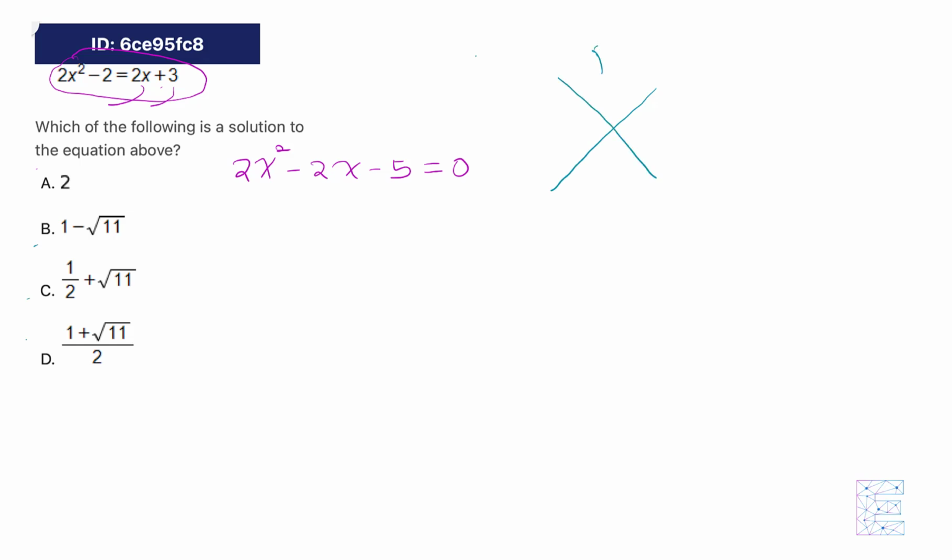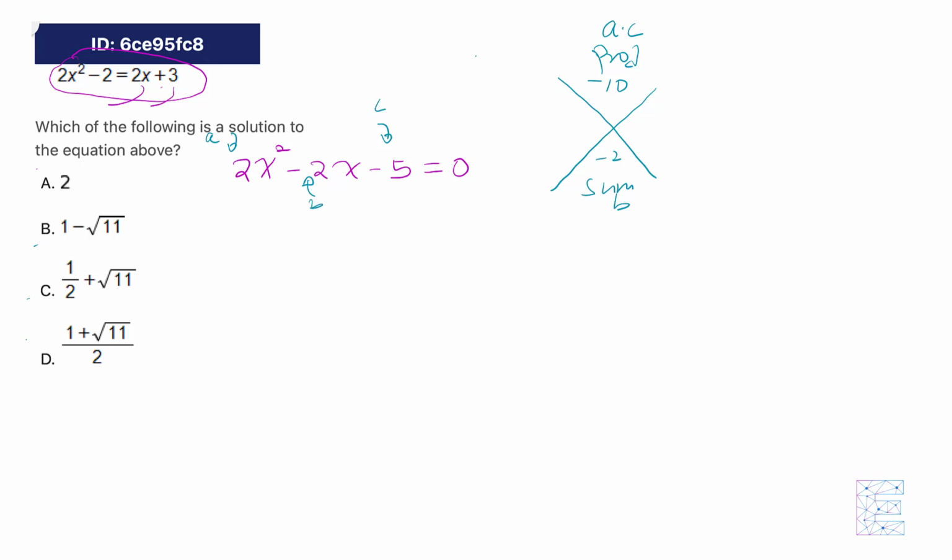Where you have product up here and sum. And product is a times c, sum is b. The a value is 2, c value is negative 5, so the product is negative 10. The b value right here is negative 2, so this is a, this is c, this is b. The b value is negative 2.